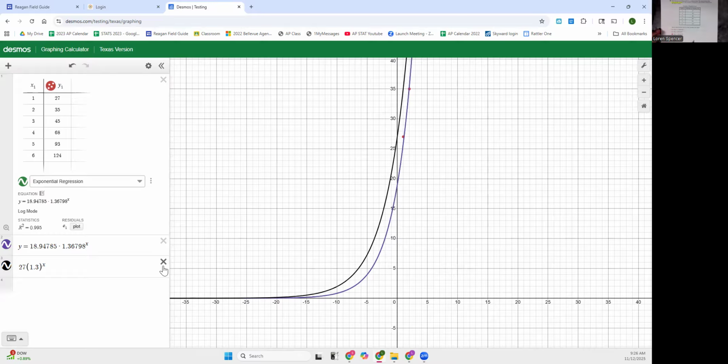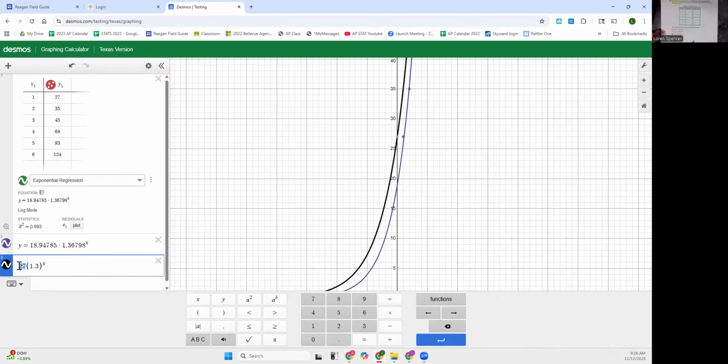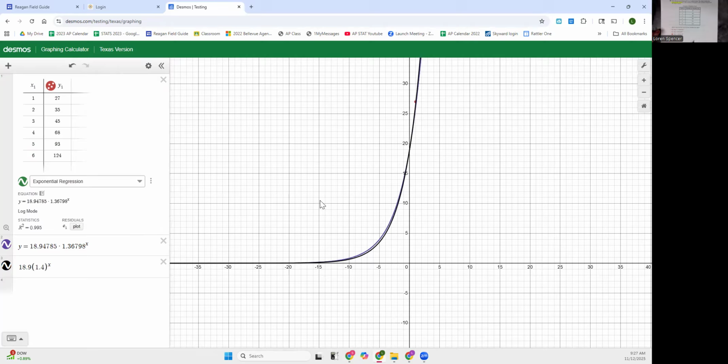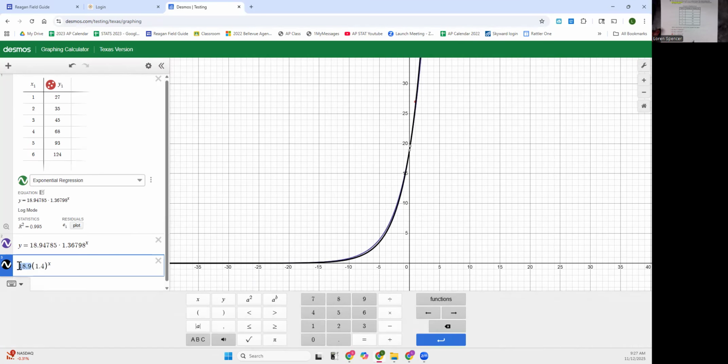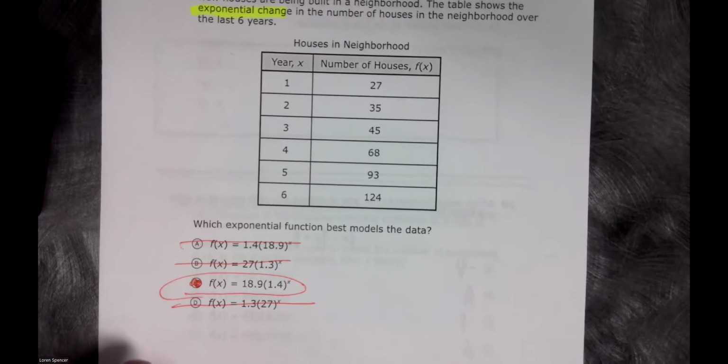Let's try C and see how close C is. So C should be really close, not exact because of rounding, 18.9 and 1.4. It's not perfect, but really, really close. That's about as close as we're going to get. Let's try the last one just to make sure that it's not the last one. So 1.03 and 27. The best way is to enter the table. Well, clearly it's not D, so our best answer choice is C.